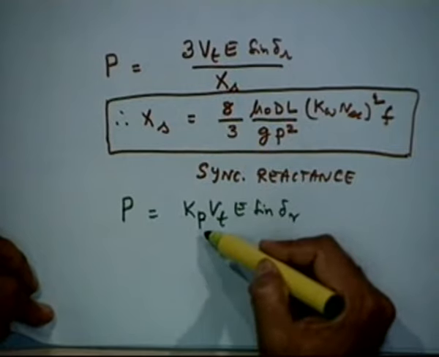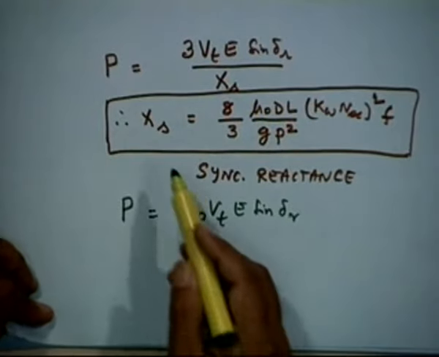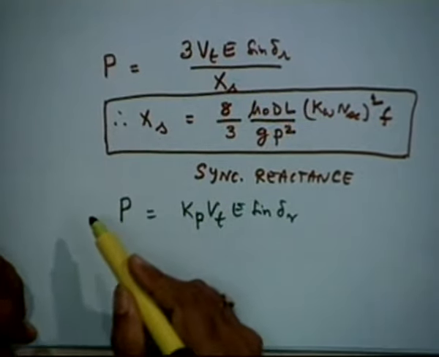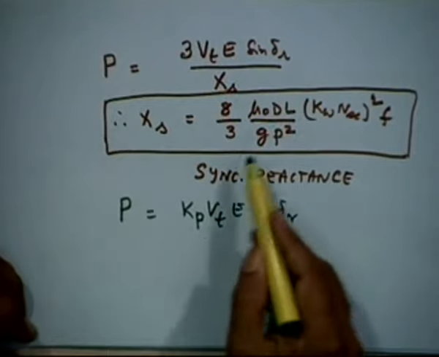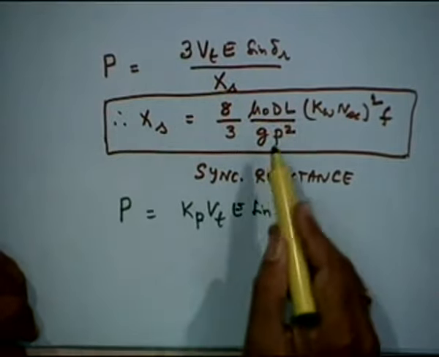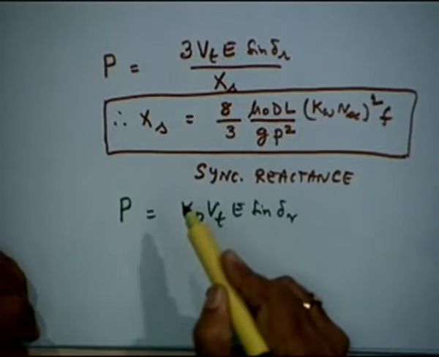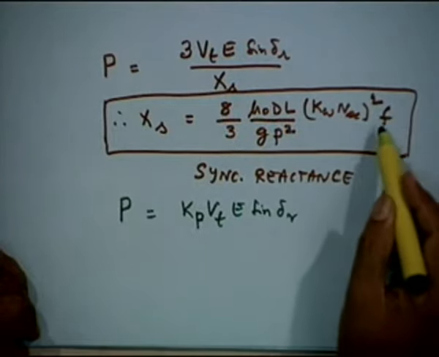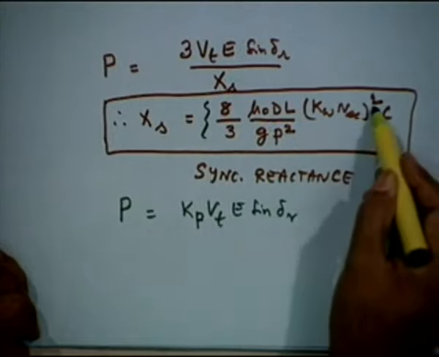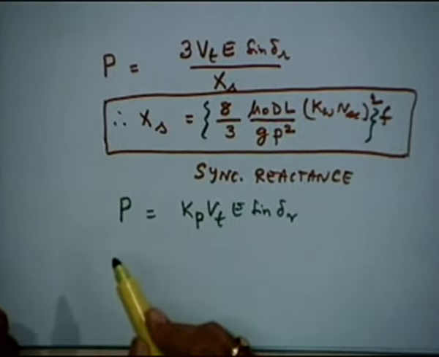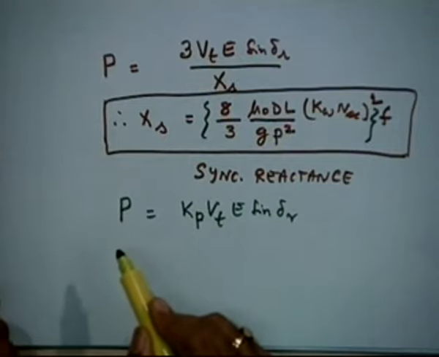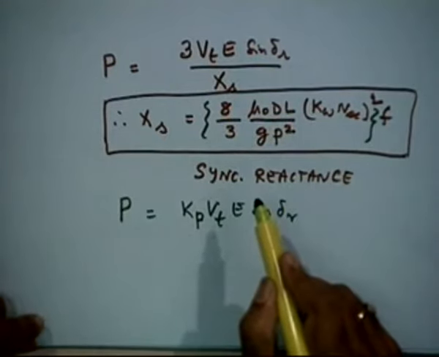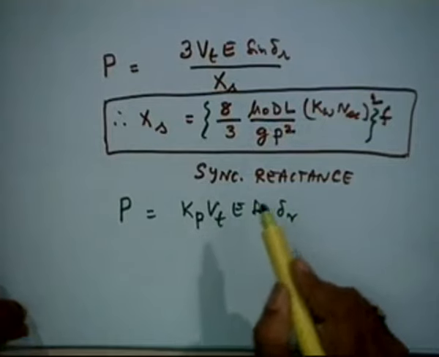Kp will have a unit of 1 by ohm, or mho or Siemens. Now, Xs will be the synchronous reactance. So, you will get a very useful expression for synchronous reactance as 8 by 3 mu naught dl by Gp square into Kw and Sc square into F, right. And if you remove F, what will be the unit of this? It will be an inductance. So, you can call this a synchronous inductance, or you can say in a way the inductance attributable to the winding.